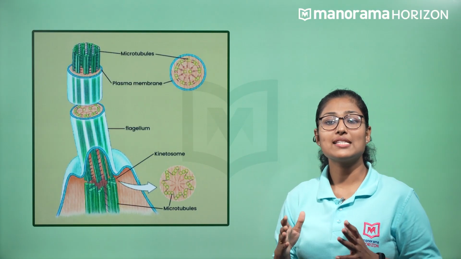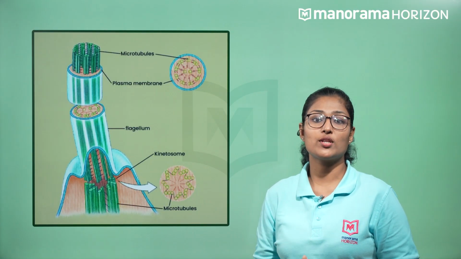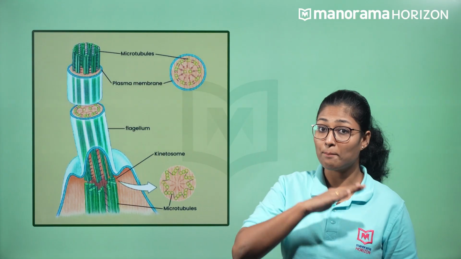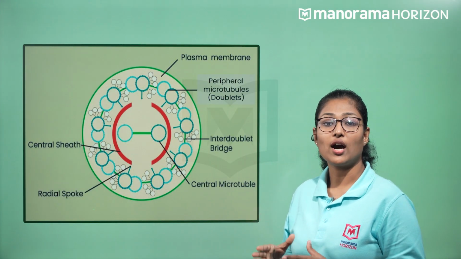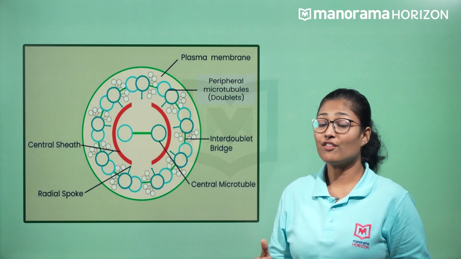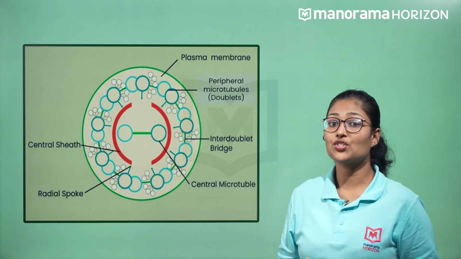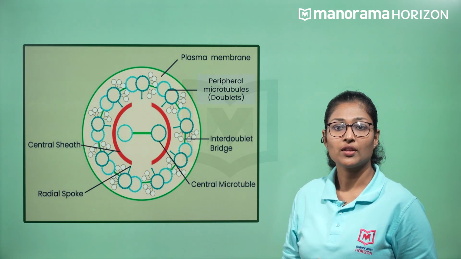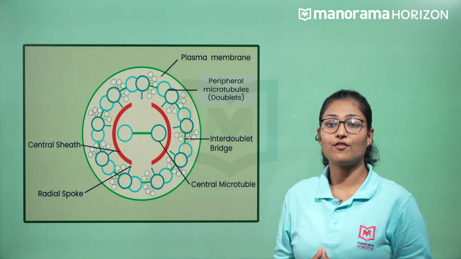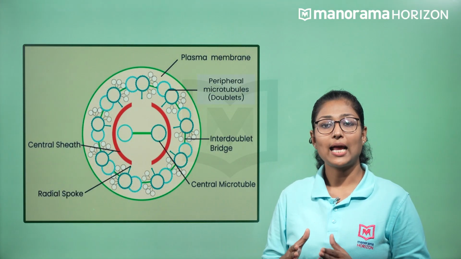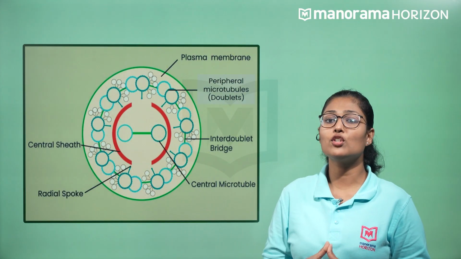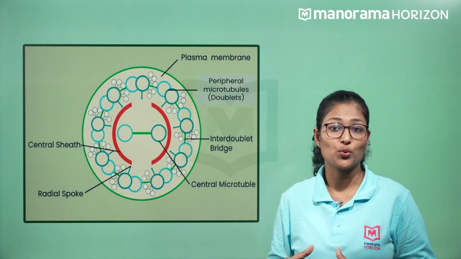The axoneme is a skeleton that gives support to the structure and the ability to bend. As you can see on the screen, the central microtubules are not paired, while the peripheral microtubules are arranged in paired structures. This kind of arrangement is referred to as 9+2 arrangement. The tubules help determine the locations of the nucleus and the other organelles within the cell.